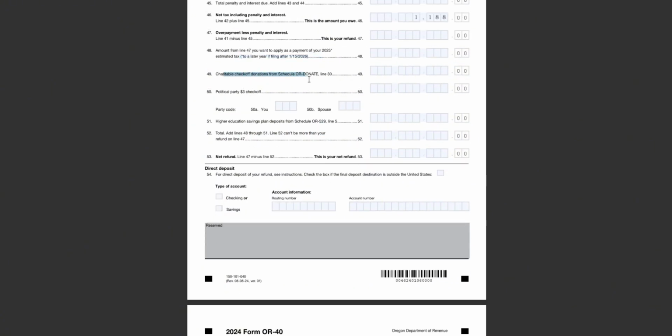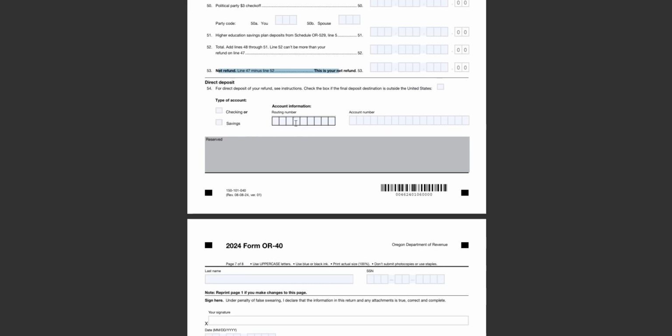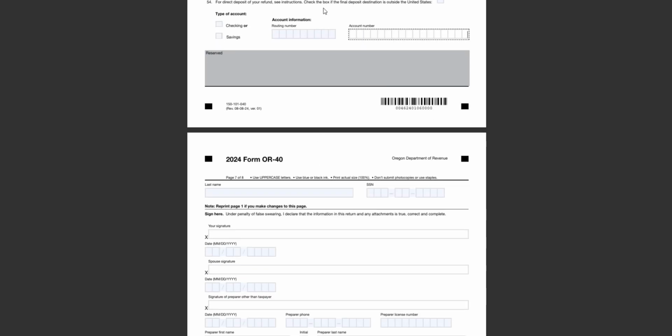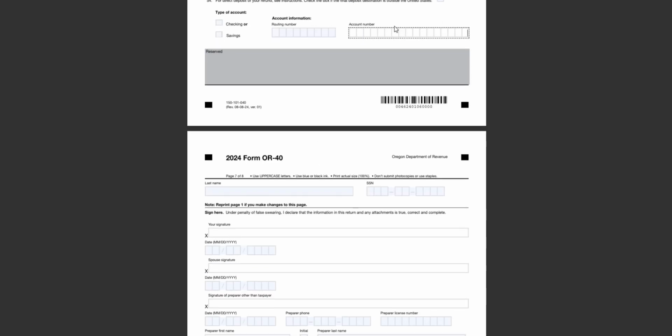If I want to make any donations, I don't because I owe taxes now. I don't have any money left. A $3 political party contribution, no. And then if it was you or a spouse, any savings plans that I had, any deposits I can put here. Definitely take advantage if you have that. I don't. This would be your net refund, if you have a refund. I don't. And then you put in your checking routing and account number for a direct deposit. And if you have a refund, definitely put that there.